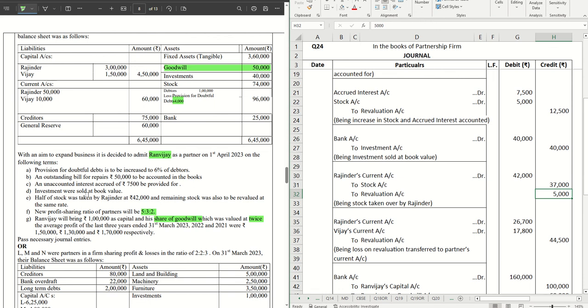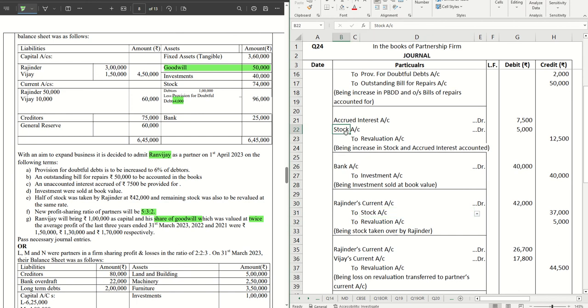Okay, straightforward. And the remaining stock was also to be valued at the same rate. That means the remaining half of 37,000 is to be valued at 42,000 as well. For that, the stock account is to be debited by 5,000, another increase in the value of the stock, and that remains in the balance sheet. So stock account debit by 5,000, and the total of these two is credited to revaluation account, 12,500. All right. So stock is done.